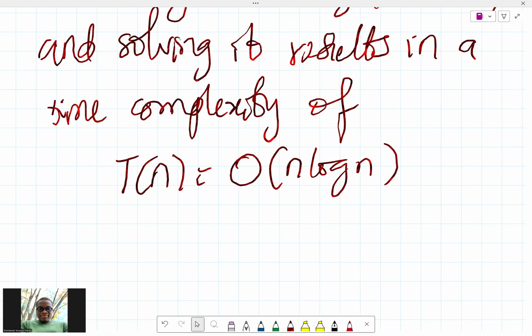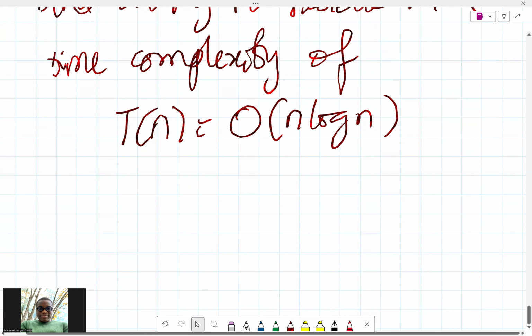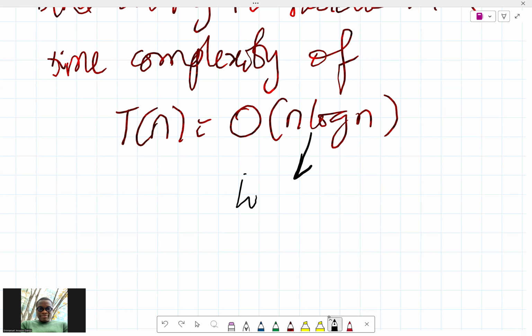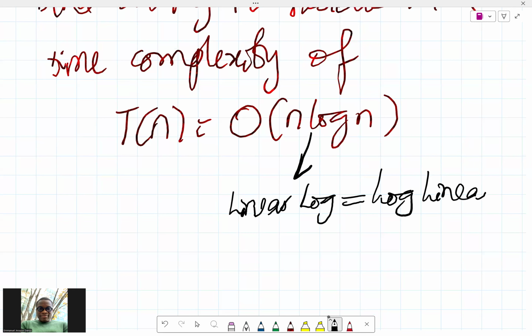So that's now linear log. So this is what is called linear log, or is it log linear? I think it's linear log or log linear, most likely log linear. I'm not really sure which is which, but I mean, this is linear, this is log. That's basically the idea.